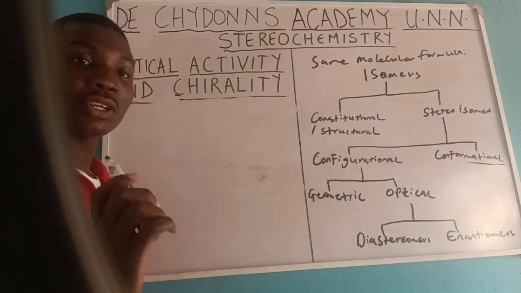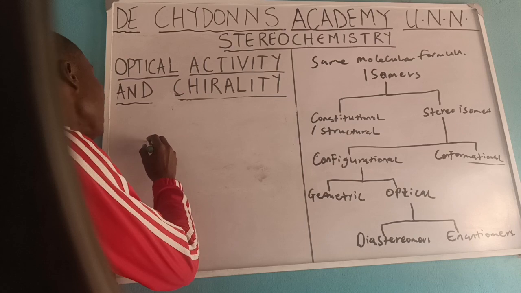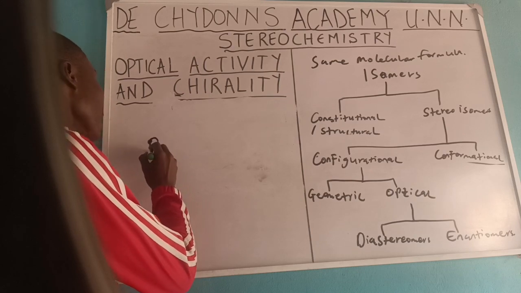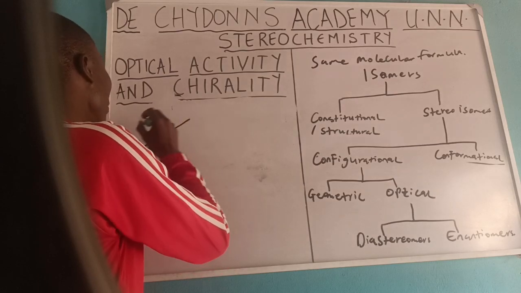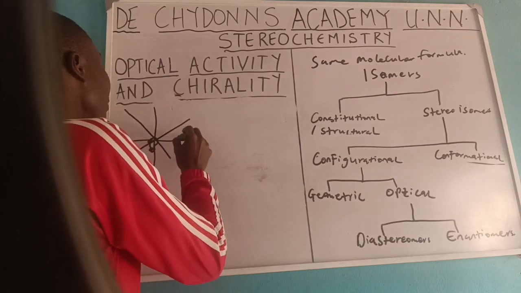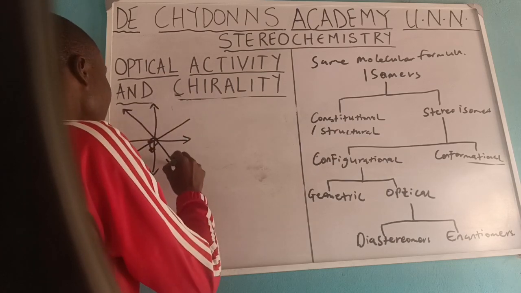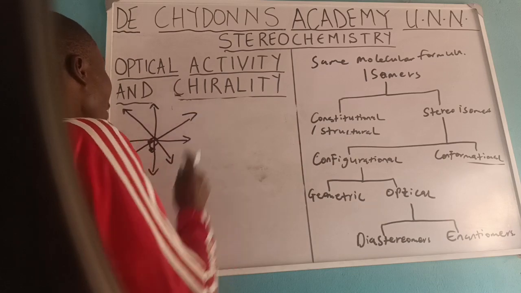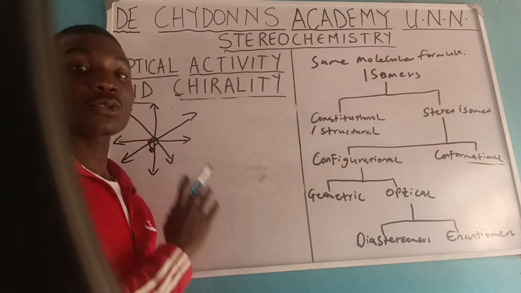Let me draw something that is going to help you understand it. Let me assume that this is a bulb. The light that travels from this bulb travels in different planes. So this is what we're having here. This is typical of your bulb light, your sunlight, and all of that.